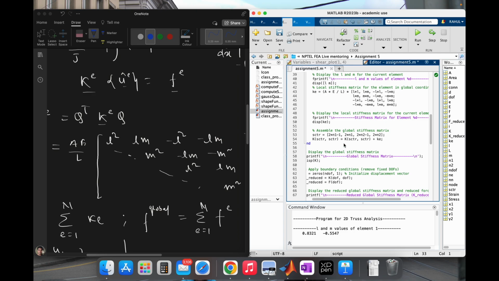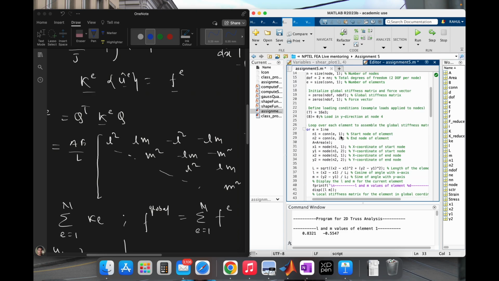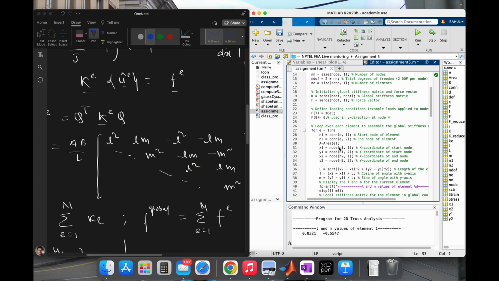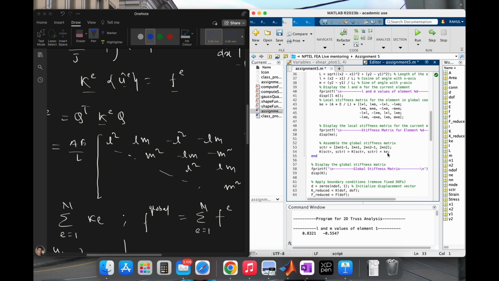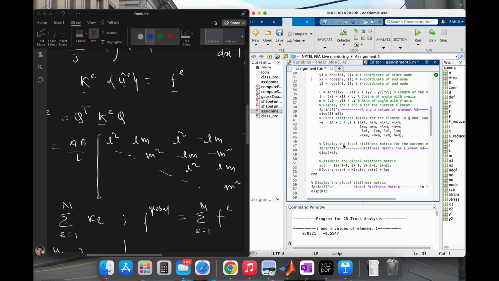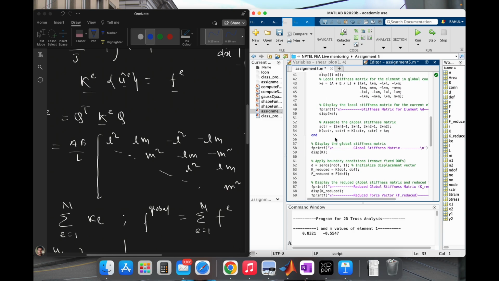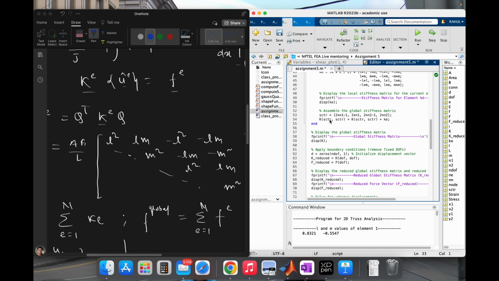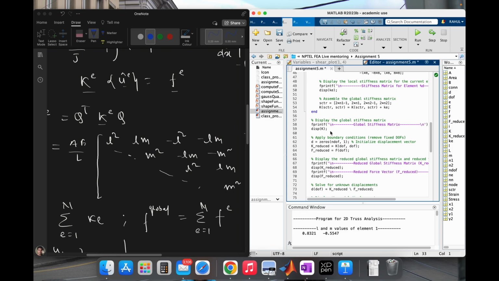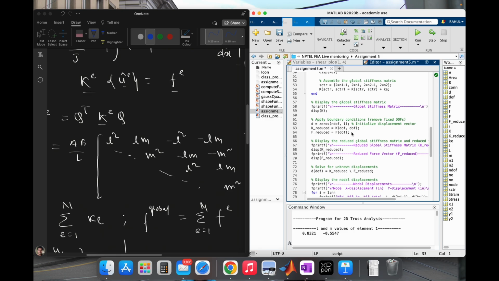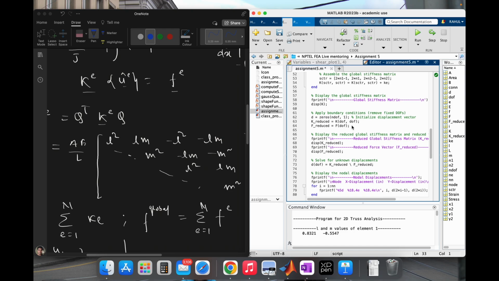So accordingly it will add, because initially these values are 0, so it will be added up when this loop runs. After completion of this loop, we will get the global stiffness matrix, and it will be saved in the capital K. Now we have to find how the displacement we will get.